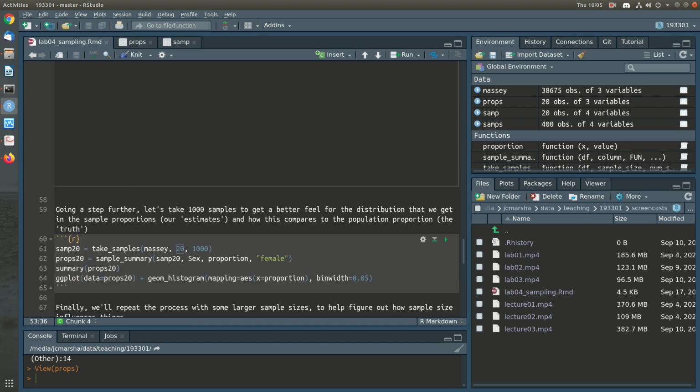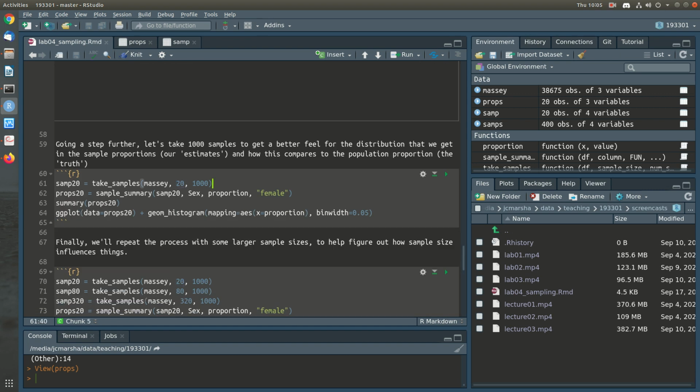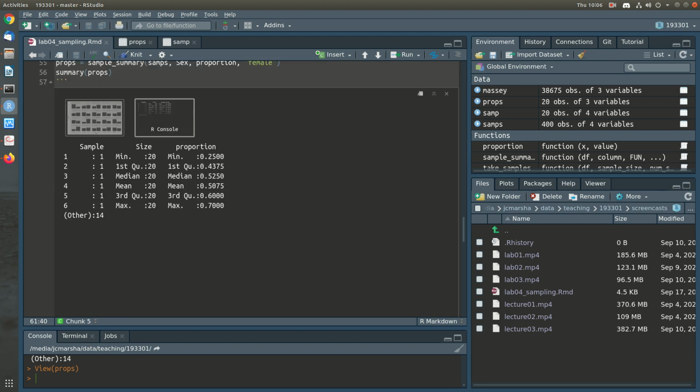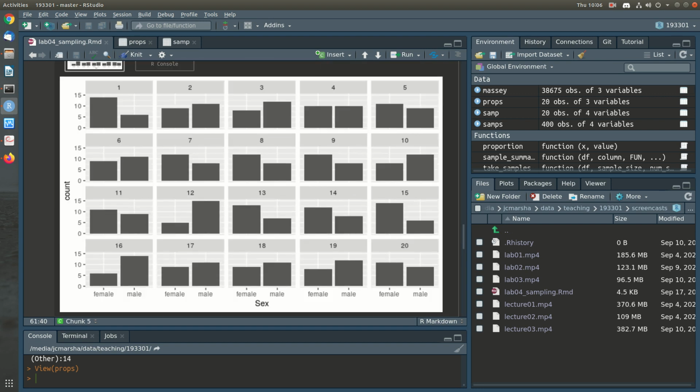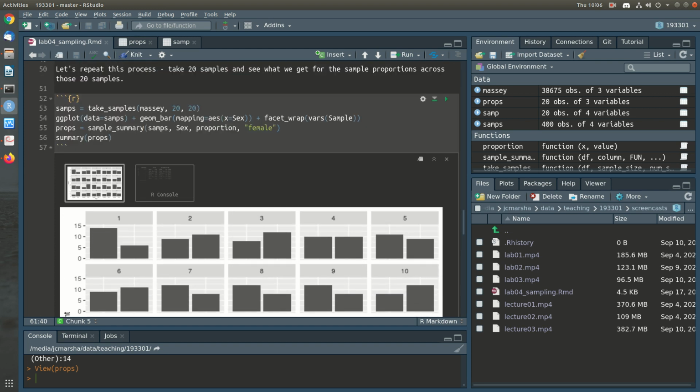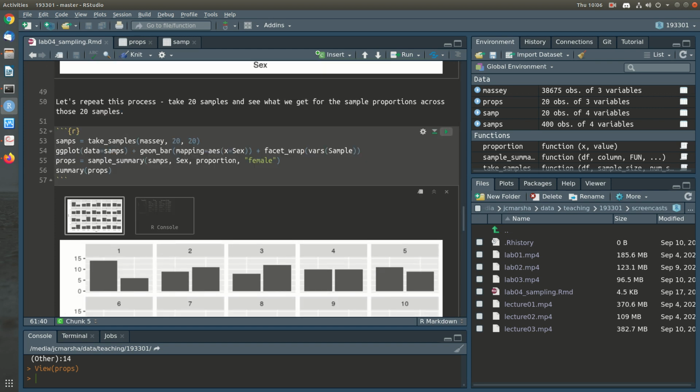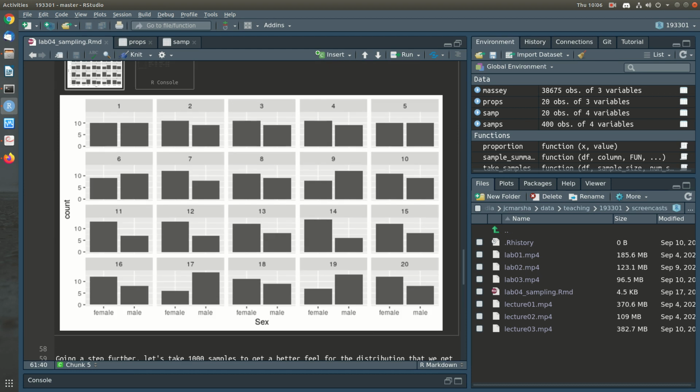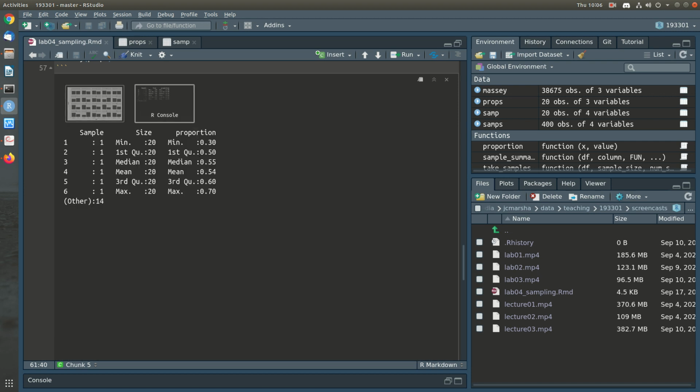We could go further by taking 1,000 samples of size 20 just to see how much variation we can get. Because we've got 1,000, it's not really feasible to visualize them all. Let's run this code block again, just to see what variation we might get. Here's a different 20 samples. The first one now is 50-50, and if we look at the average across those samples, it's 54%.